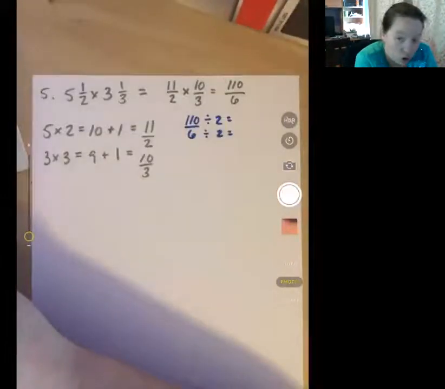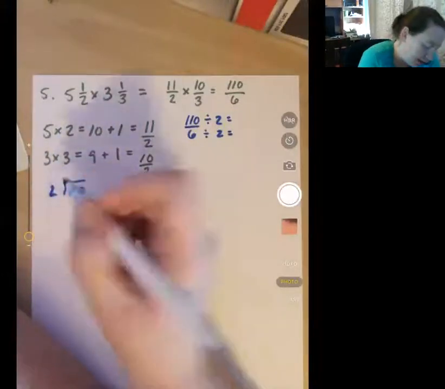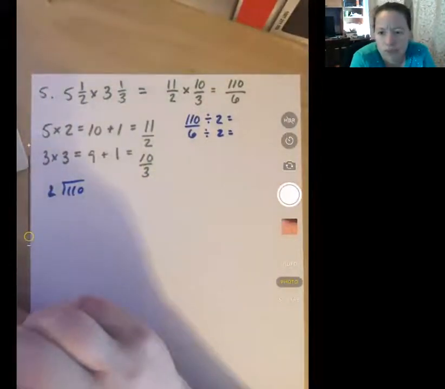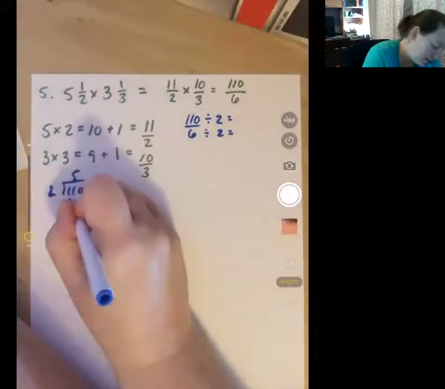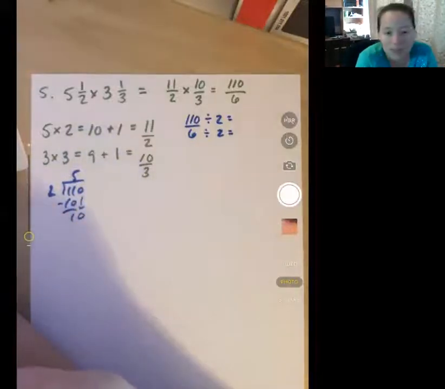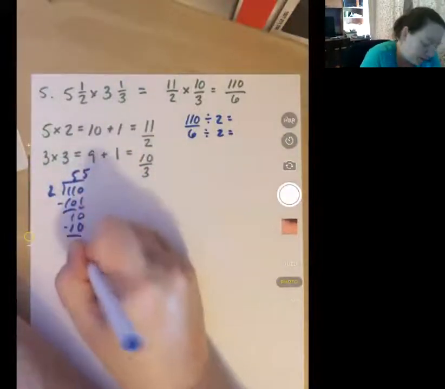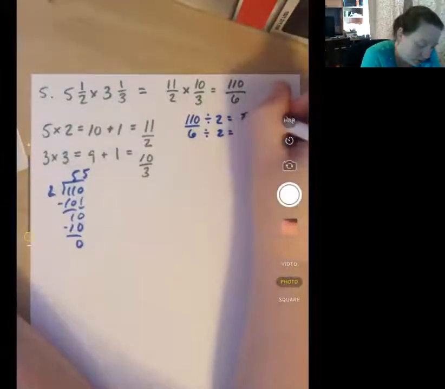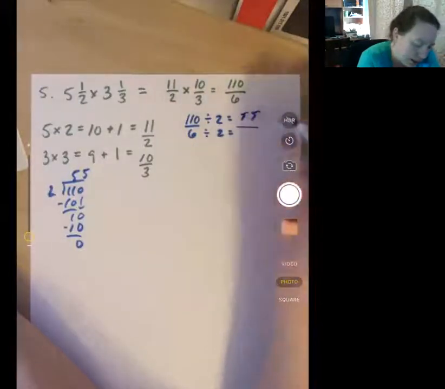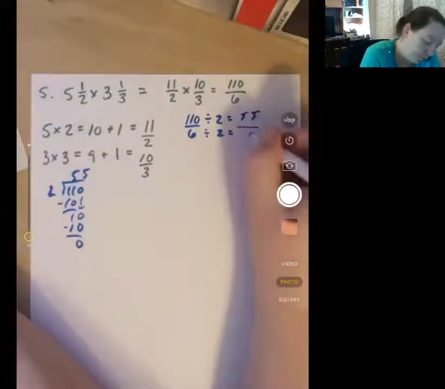110 divided by 2. All right. So 2 into 110. The 2 times what is about 11? 2 times 5, because 2 times 5 is 10. So we'll bring down the 1, we'll bring down the 0. 2 times what is 10? 2 times 5 is 10. So 10 minus 10 is 0. Okay, so that is 55 on the top. There's something funky going on with this marker. And on the bottom, we have 6 divided by 2, which is 3.